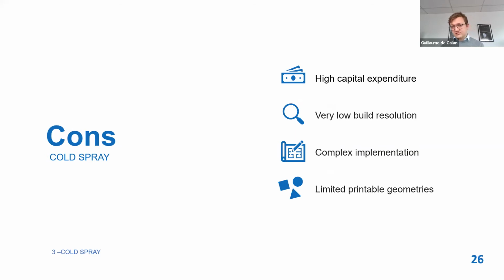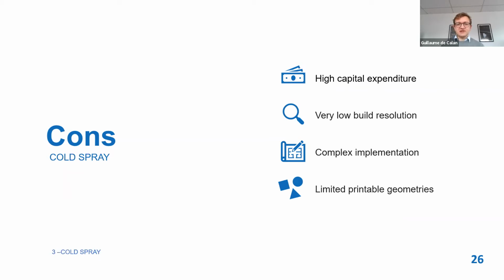On the cons, it's again quite high capital expenditure. Well, for someone who's used to selective laser melting or to FDM or binder jetting, it has a very low build resolution. So it's really not for the same kind of applications. It is still quite complex environment. You are projecting metal powders at very high speed, which means you have powder everywhere in the machine, which makes it a bit complex in terms of implementation. And the printable geometries are quite limited. You can't do everything. You can't do any closed porosity, for instance, any porosity at all, actually. There's a few limits here.